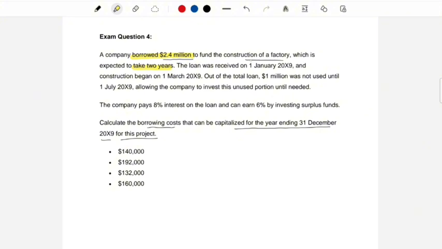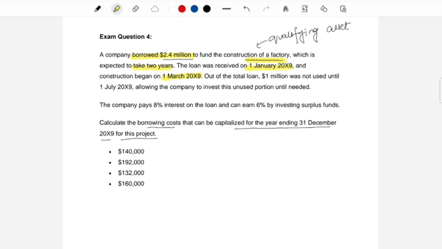Now, this construction is expected to take 2 years, so that makes it a qualifying asset, because it is taking a substantial amount of time to get ready. The loan was received on 1st of January 2009 and construction began on 1st of March 2009. Now these are very important dates. We are going to be talking about them now.